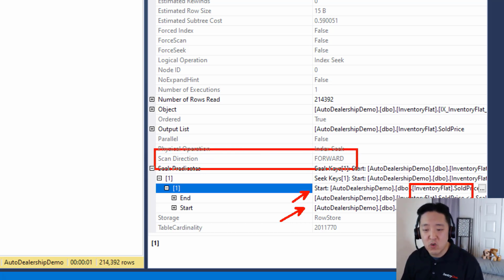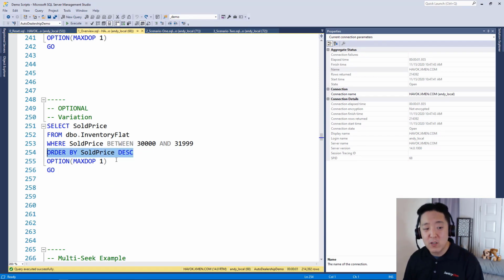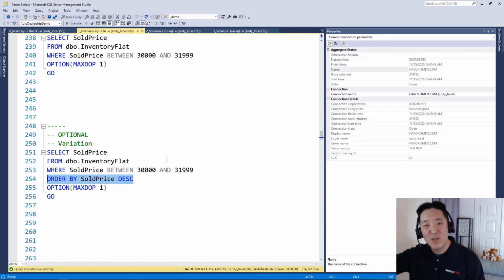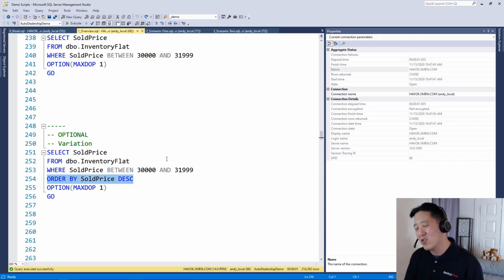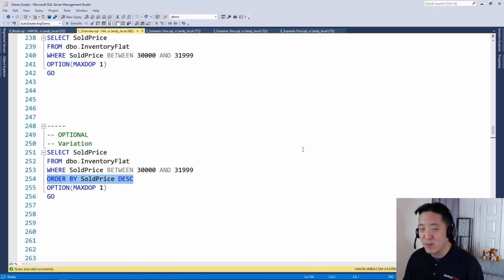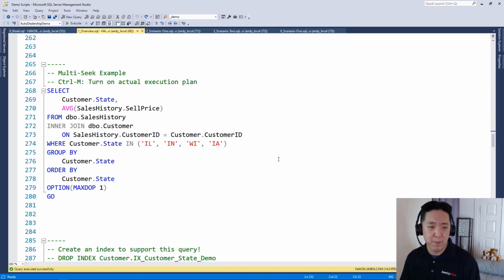We also see scan direction. I happen to do a range scan, and we scanned forward in the non-clustered index. This is actually quite important because, as you'll see in this next example, which I'm not going to run, if I had specified ORDER BY sold price descending, we can do something called a reverse range scan, where we seek on 31.99 and scan backwards. This is a cool little nuance and trick of leveraging the ordering presented by your non-clustered index to potentially order data in the complete opposite fashion without having to do a sort operator. But again, I'm going to skip this. You can run this one on your own.